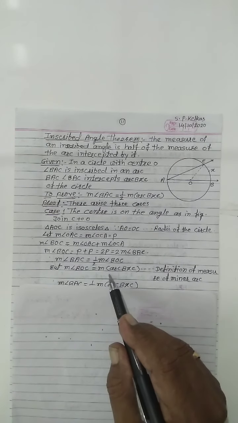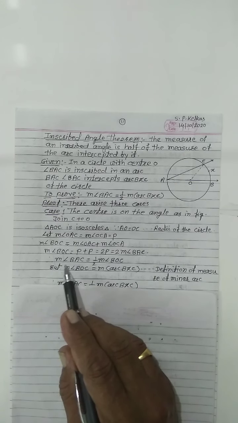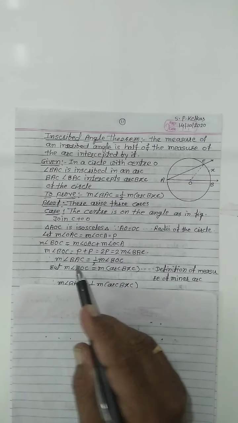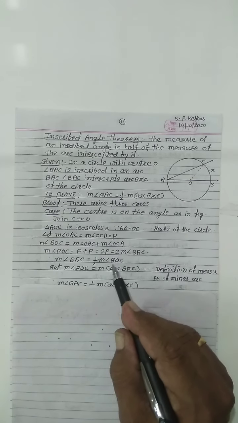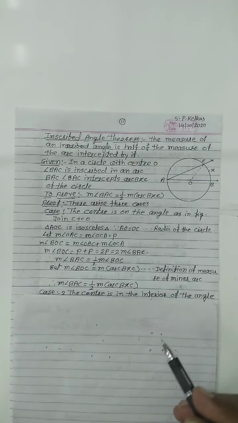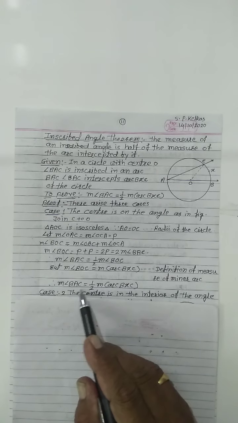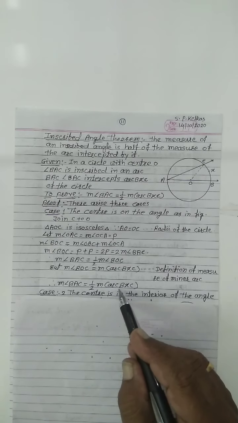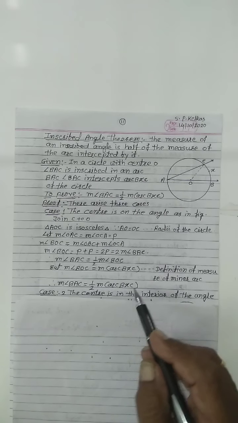Then we write here the measure of angle BAC equals, for this measure of angle BOC, we can write the measure of arc BXC. Then the measure of angle BAC equals 1 by 2 the measure of arc BXC.